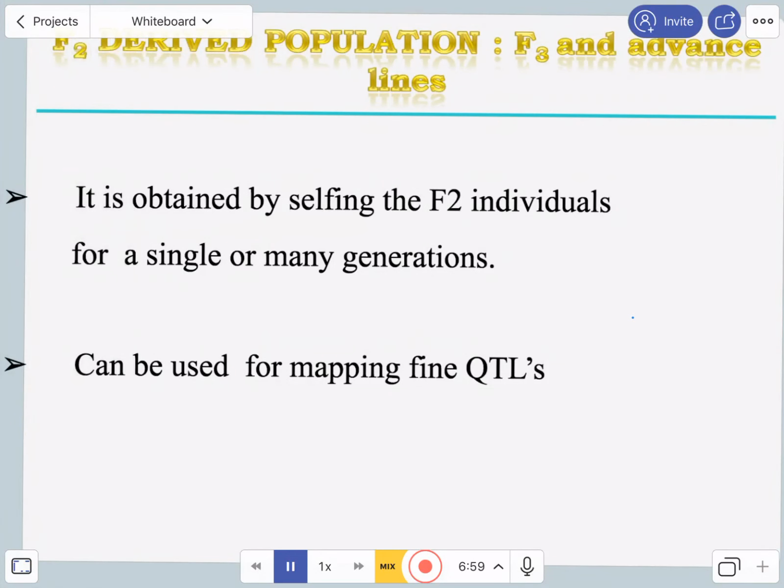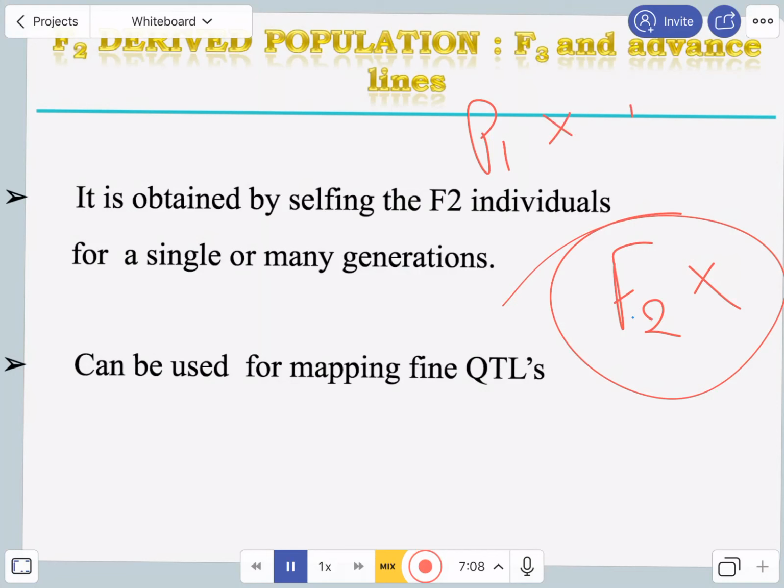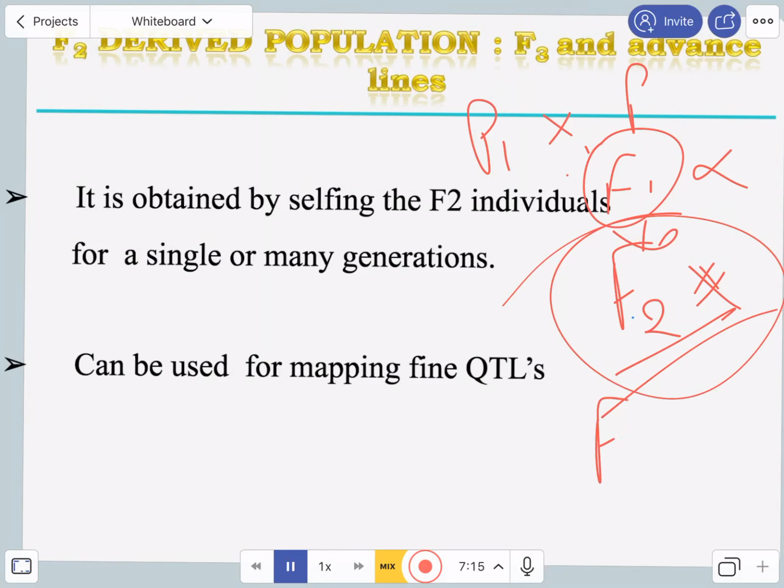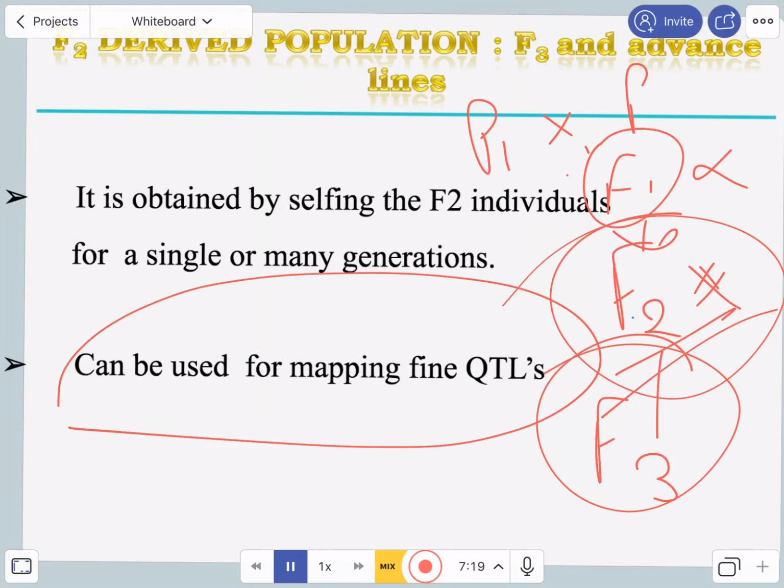Let's come to the F2 derived F3 populations. This type of population can be obtained by selfing the F2 populations. From P1, P2 we get F1, on selfing F1 we get F2, on selfing F2 we get the F2 derived F3 population, and it can be used for fine QTL mapping.